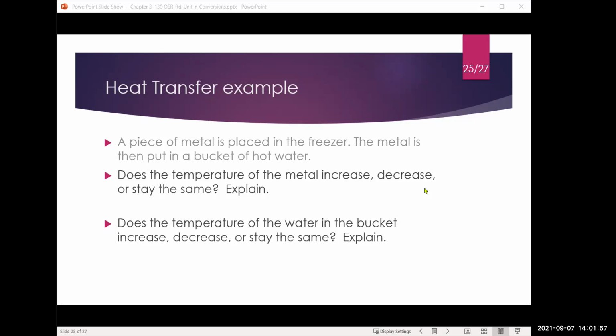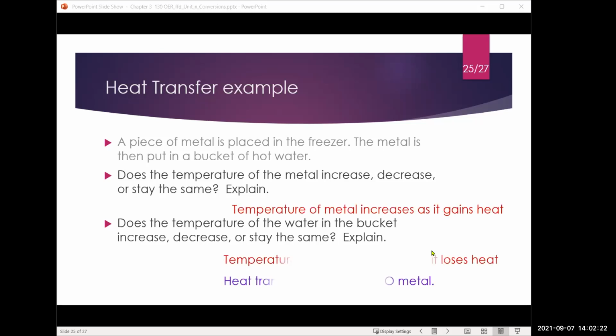And eventually, you know this, right? If you're making yourself a cup of coffee and you inadvertently leave it there, come back in about half an hour, what has happened to that cup of coffee? It cools down. In fact, if you leave it alone long enough, it's going to go to room temperature, right? Because all that energy it had is dissipating into the environment. All right, so temperature of the metal increases as it gains heat, and temperature of the water decreases as it loses heat.